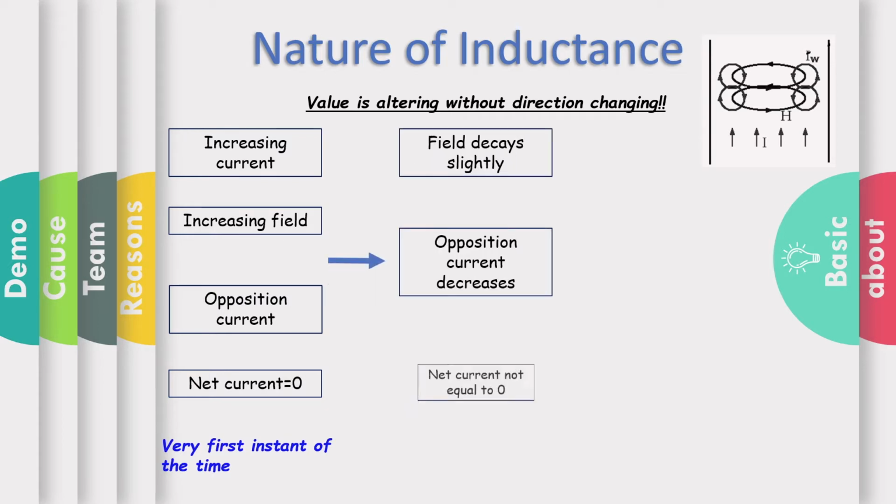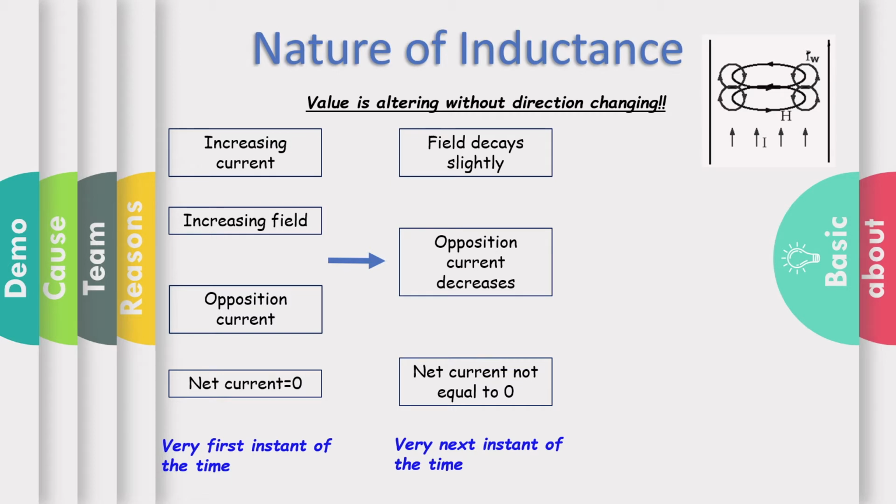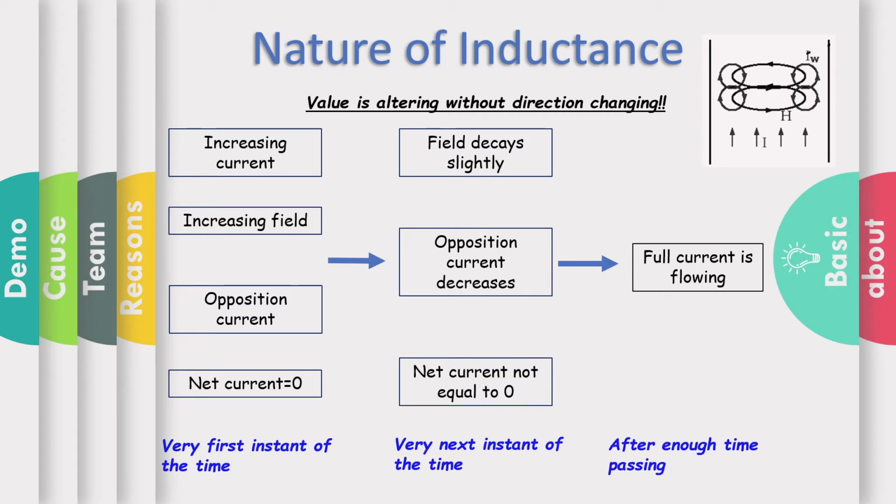Then, at the very next instant of the time, the magnetic field decays slightly, so the opposition current would also decrease. Now the net current will no longer be equal to zero. We have currents flowing through the wire. So this process will continue happening after enough time passing. Finally, we can observe the full current flowing through the wire. So this is how the inductance can have impact upon the wire.